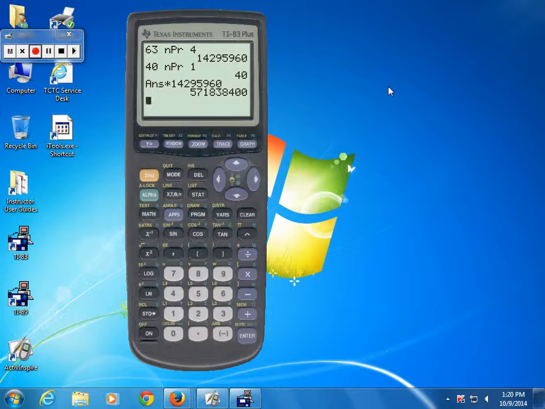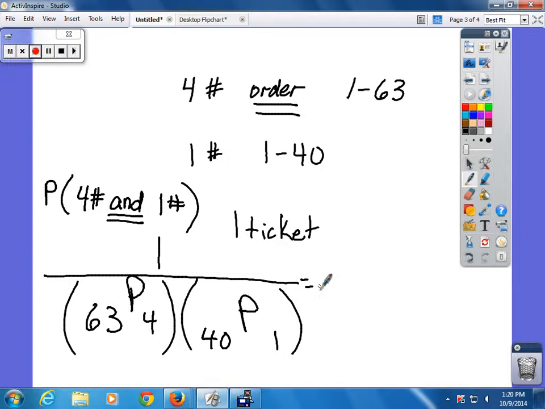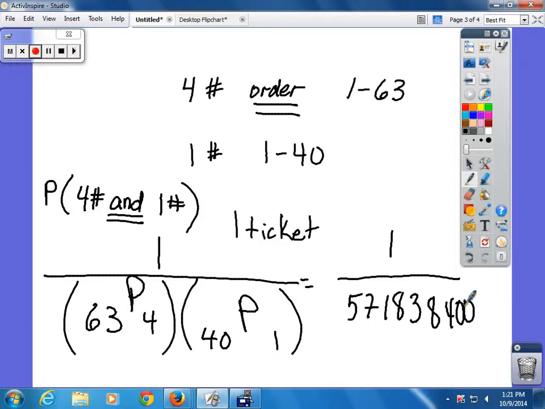Let y'all think a little bit. Equal to 1 over, and what is that? What did I say? 5, 7, 1, 8, 3, 8, what? 400. That's it. And somebody give me that decimal. It's going to be like 0.5 to the 10th power or something. What is it? Mm-hmm. 1.7 times 10 to the 9th. So that'd be 8 spaces. So that'd be 7. So that'd be 0.0000000017.